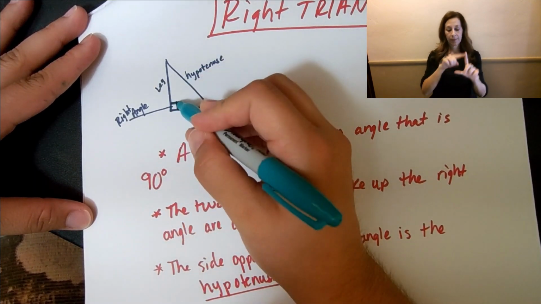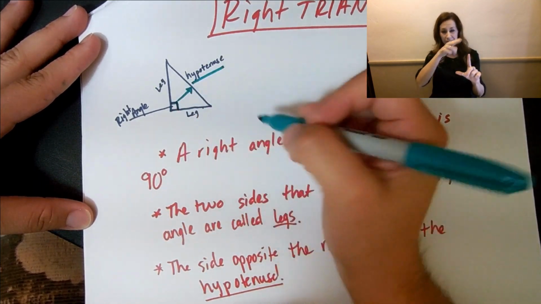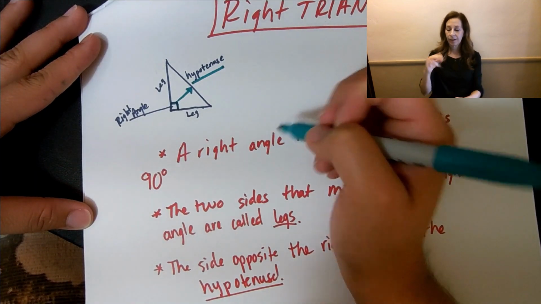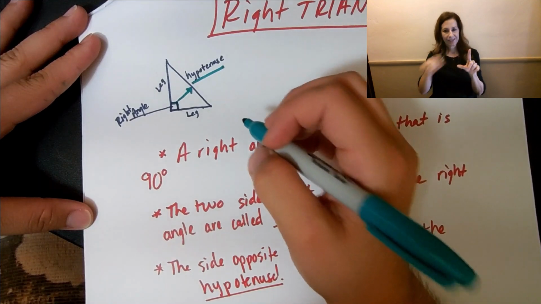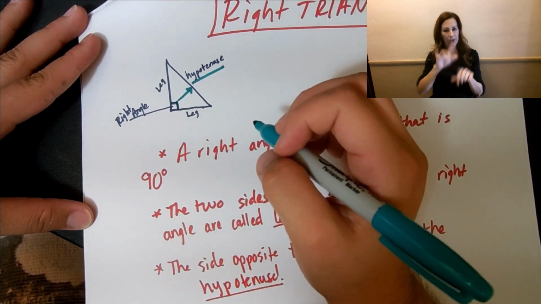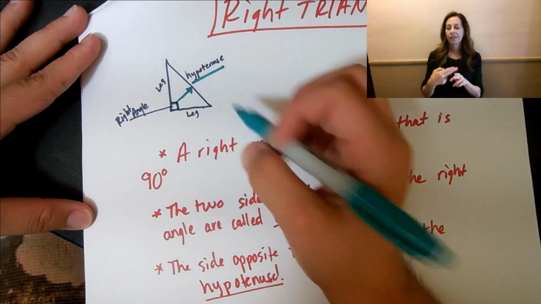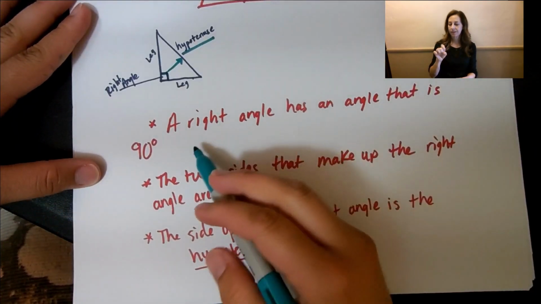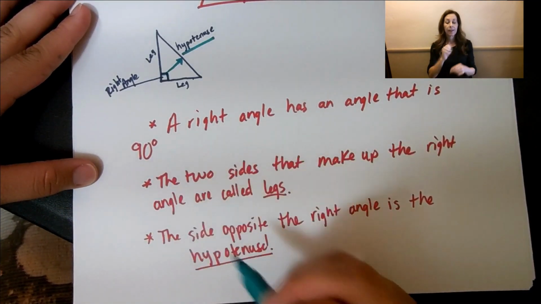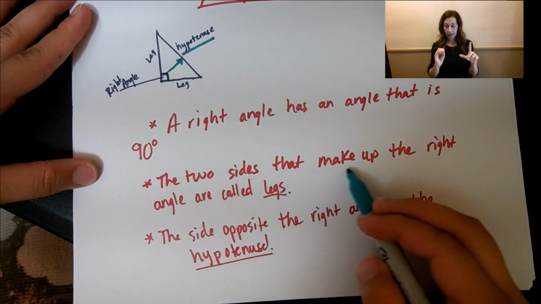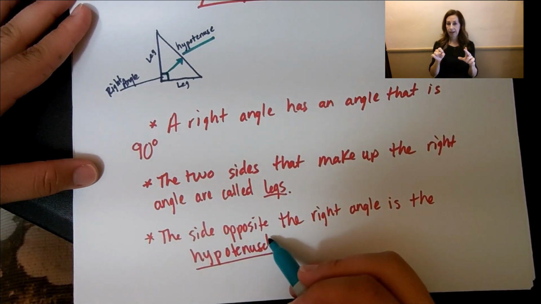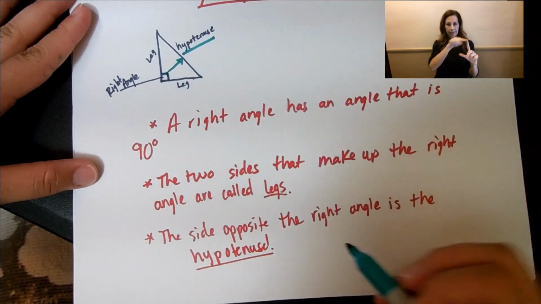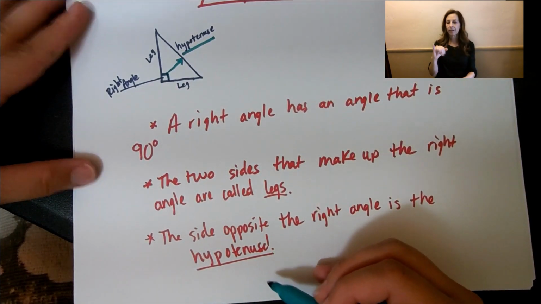From the 90-degree angle, right across is called the hypotenuse. The hypotenuse is the longest side of the right triangle. It will always be the longest side. So a right triangle has an angle that is 90 degrees. The two sides that make up the right angle are called legs. The side opposite, right across from the right angle, is called the hypotenuse.